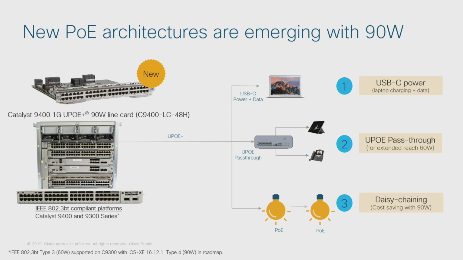And the third architecture that's emerging is daisy chaining. Now, by virtue of the fact that you have more power per port, you can actually connect many powered devices in a daisy chain manner and be able to drive much better cost per watt.